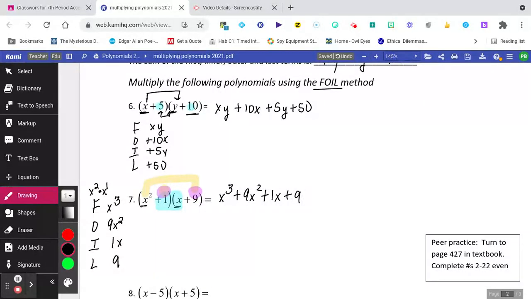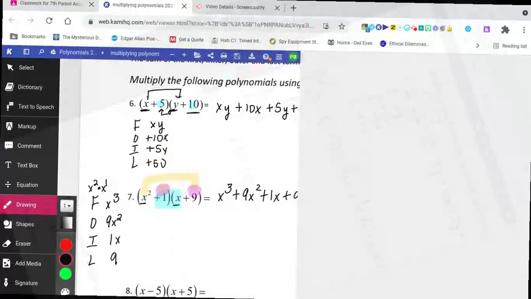Now, if you don't like this method, use double distribution, guys.